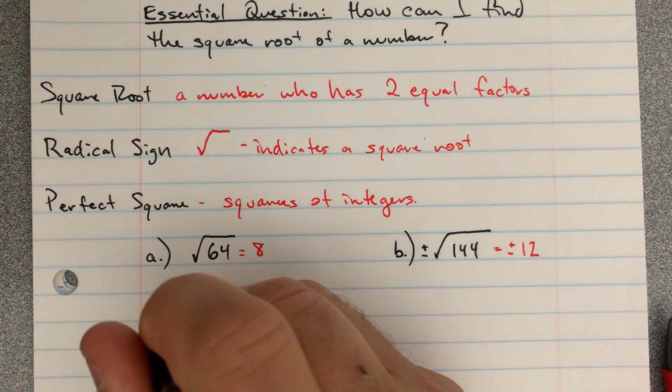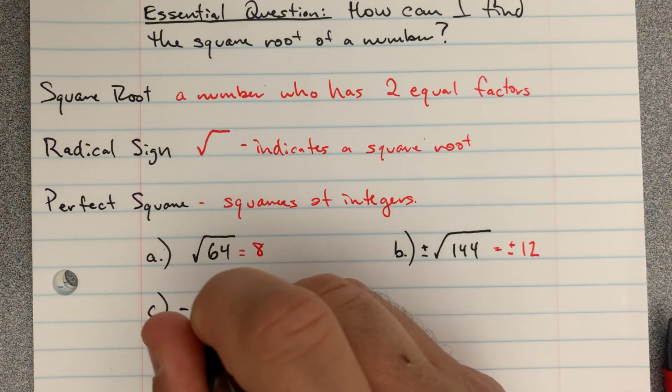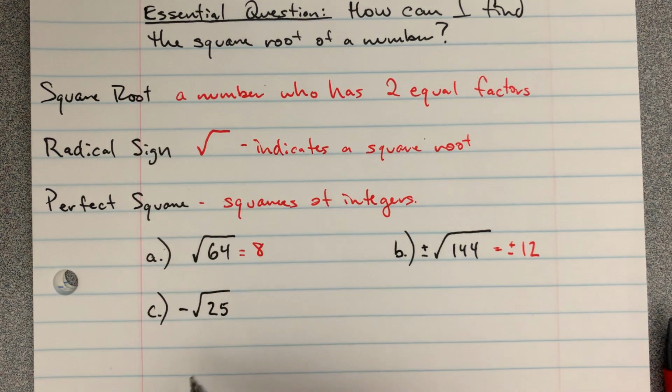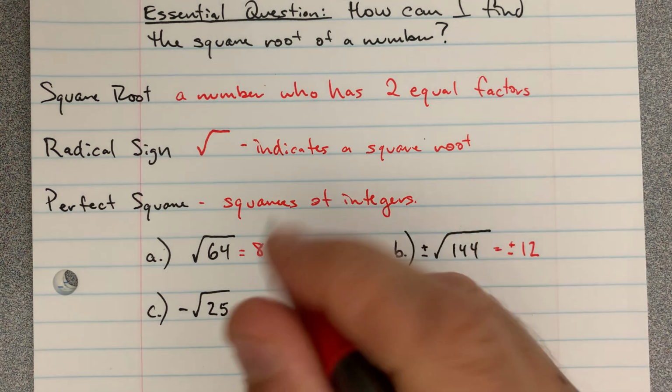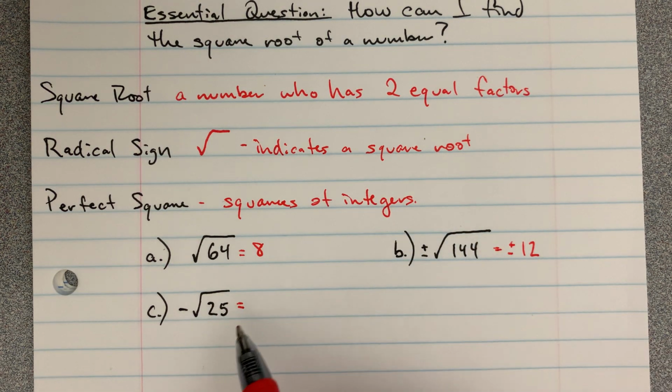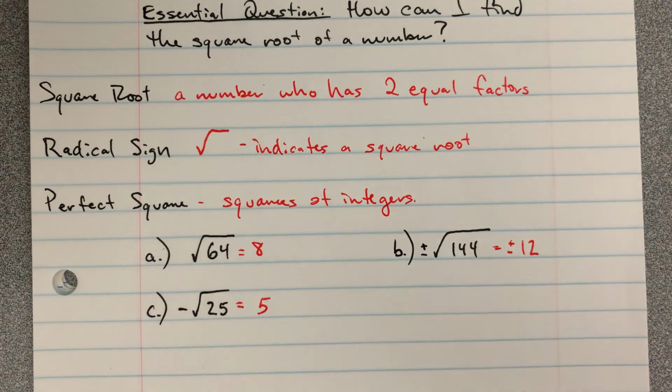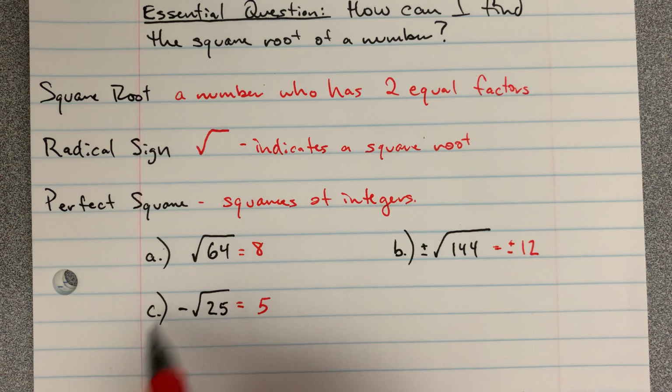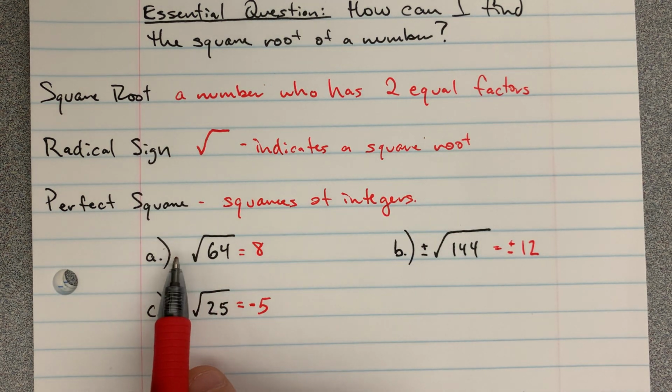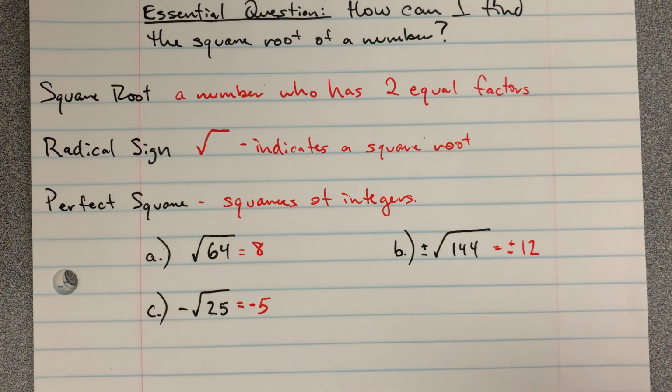They may ask you for just the negative. Okay, what number multiplied by itself equals 25? 5 or negative 5, because a negative times a negative is a positive. They are only wanting the negative answer though, so we just put negative 5. So whatever's indicated out in front of that radical sign, that's how they want you to answer it.